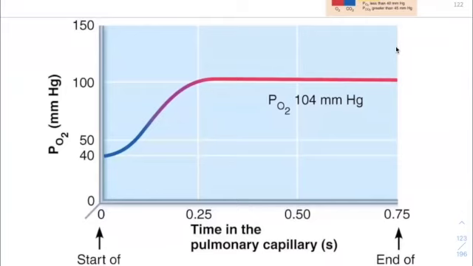So this shows what happens when those blood cells enter the beginning of a capillary and what happens as they leave the capillaries. As we show, the pressure of oxygen is about 40 millimeters of mercury when it enters. But by the time it leaves, it's about 104 millimeters of mercury. It's not exactly equal with that of the alveoli, but it's a lot closer than where it was at 40.